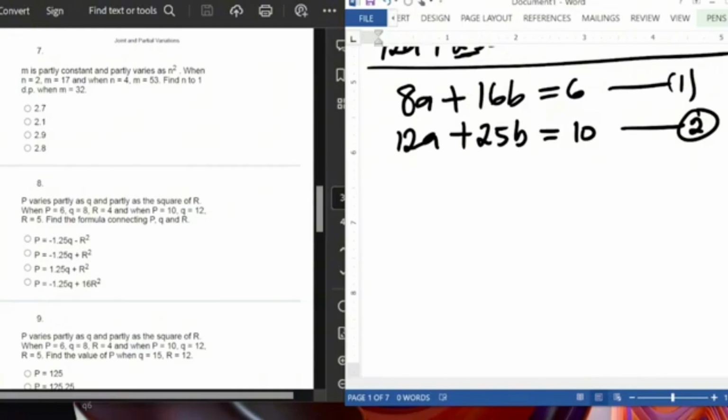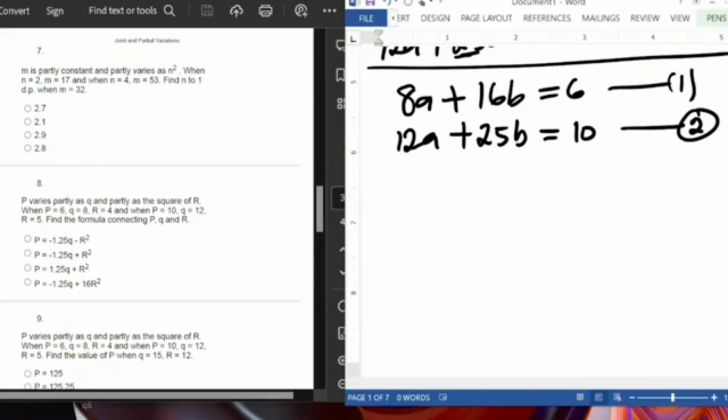So what you're expected to do here is make one of the variables, a or b, have the same coefficient in both equations. How? In equation 1 we have a coefficient of 8, while in equation 2 we have a coefficient of 12. So we can make both of them equal. If I multiply 12 by 2, I'll get 24. And if I multiply 8 by 3, I'll get 24. So I will find the LCM of 8 and 12, which is 24. That's how to get the least number that you can convert both of them to.